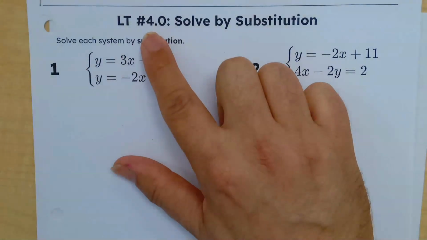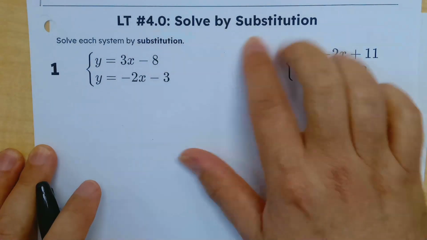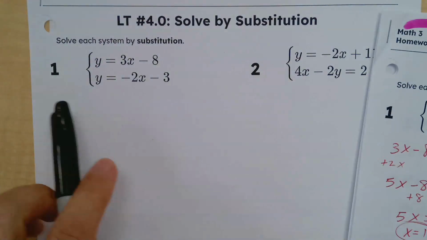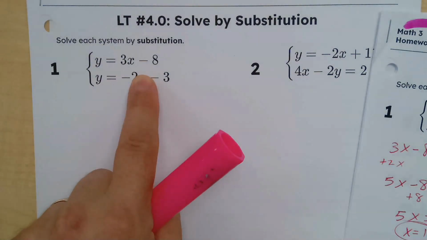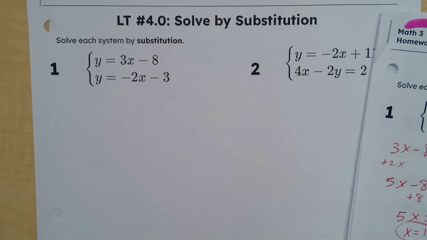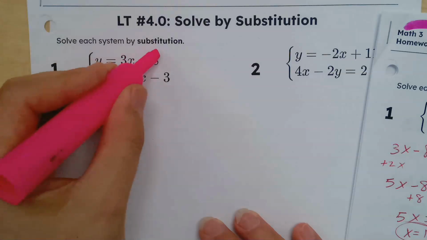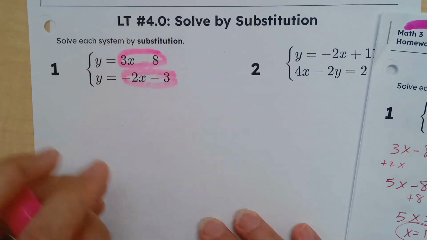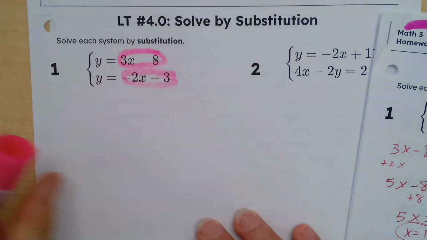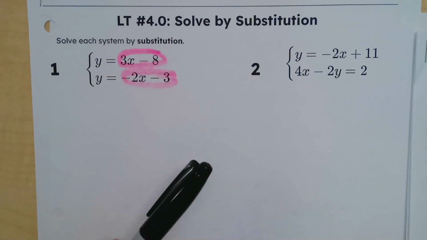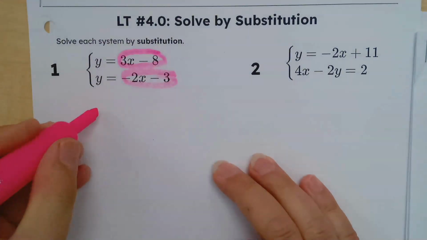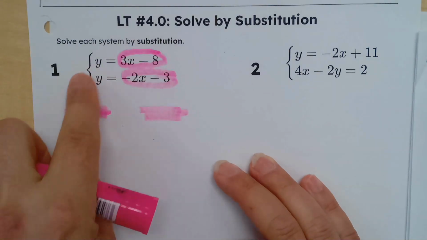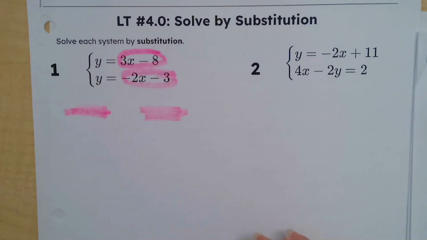Okay, we're going to talk about learning target number 4.0, solving by substitution. In this first example, we have y equals this and y equals this. So notice y is equal to this pink stuff and y is equal to this pink stuff. Since it's y equals, this is one of the easiest scenarios we have. We're basically going to say this pink stuff here is equal to this other pink stuff here, since they're both equal to y, they're both equal to the same thing.